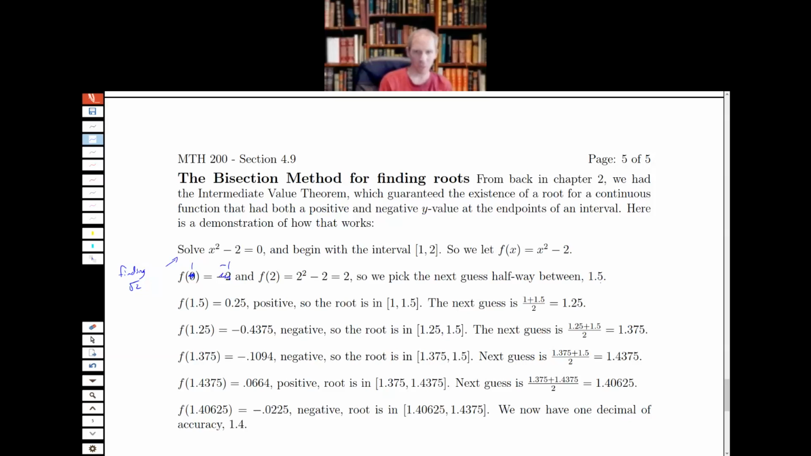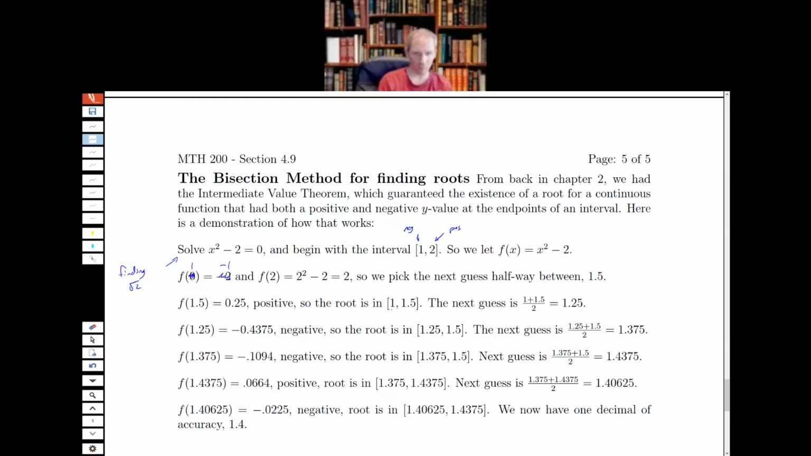Okay, so then we check 1.5. I plug that into the function. I compute it's positive, right? So when we started, this 1 gave me a negative, and this 2 gave me a positive. So I know that there's a 0 in between. Halfway in between, I get a positive. So I'm going to replace my bigger positive with this smaller one.